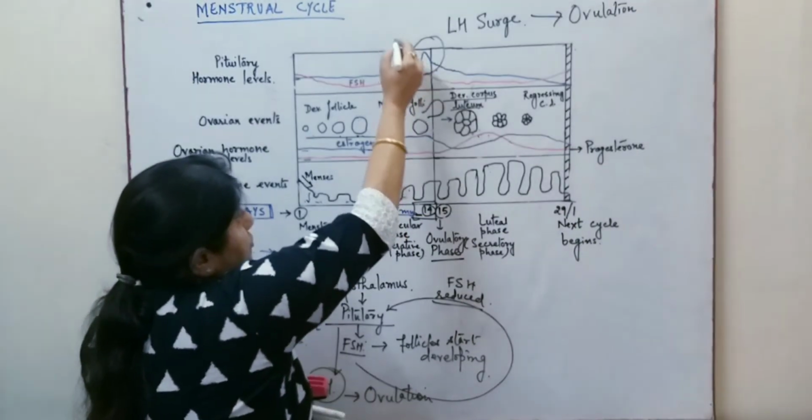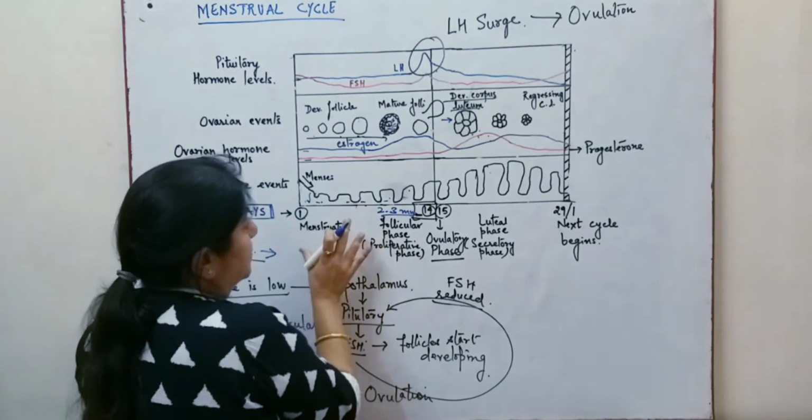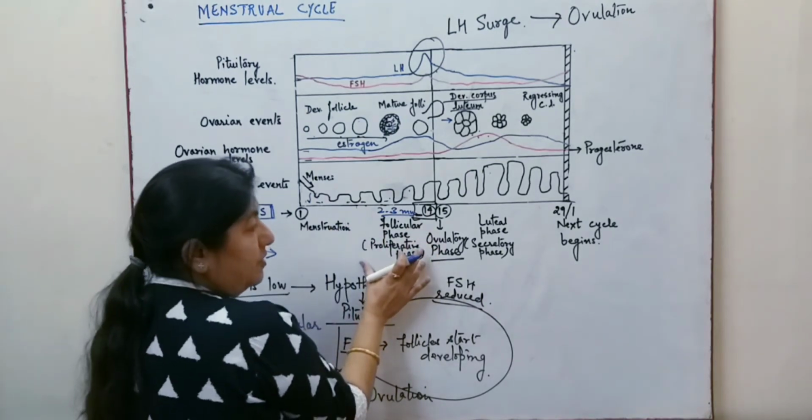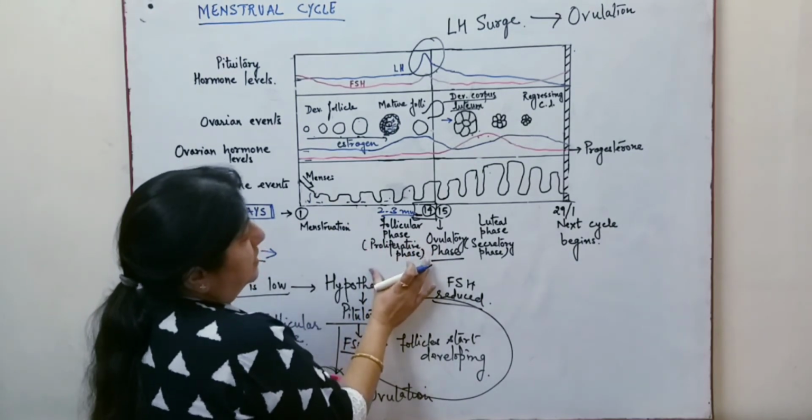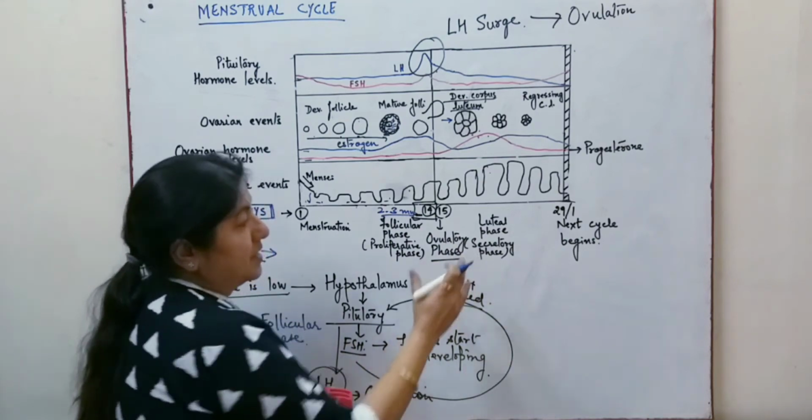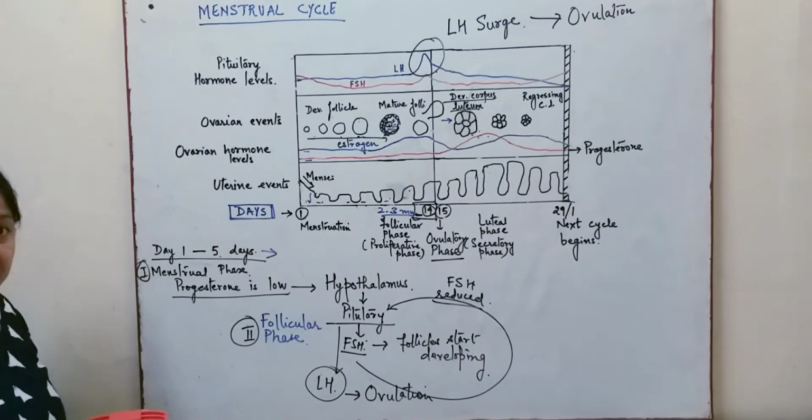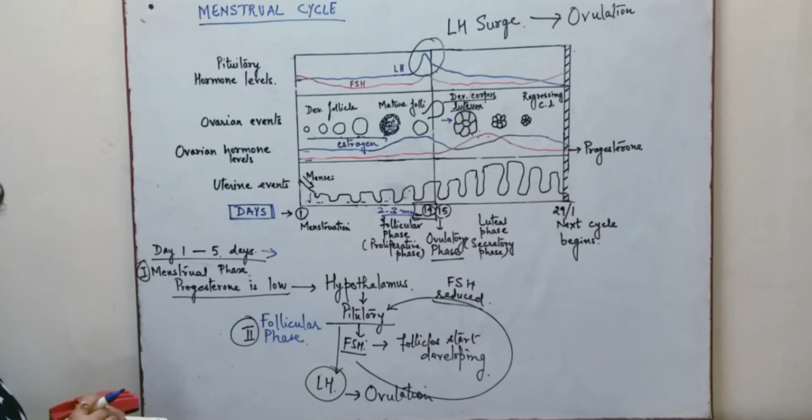Now, over here till here it is the menstrual phase, then the follicular phase or the proliferative phase, and the ovulatory phase. Again, coming back, let us try and understand what has happened over here.